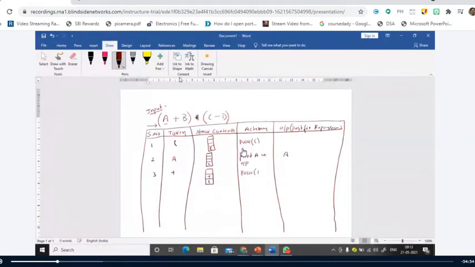Push of plus. What will be the output? A only. And what is the fourth token you are reading? It is B.